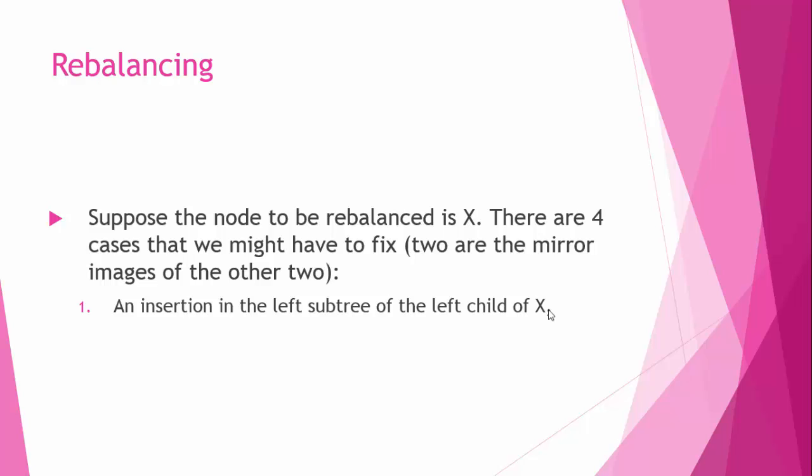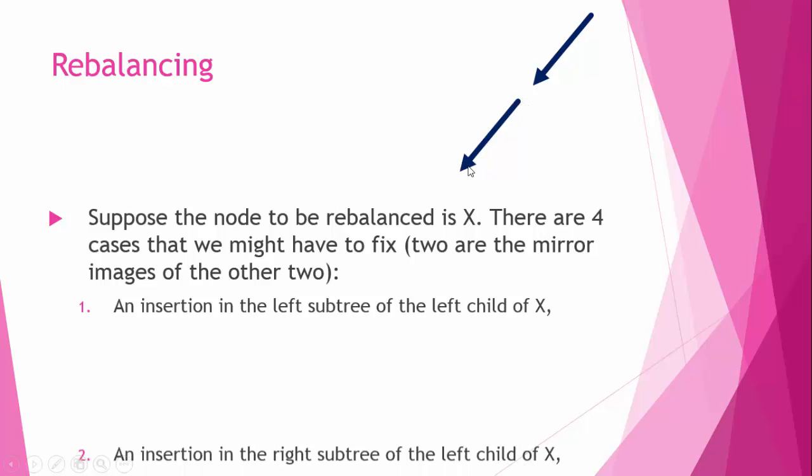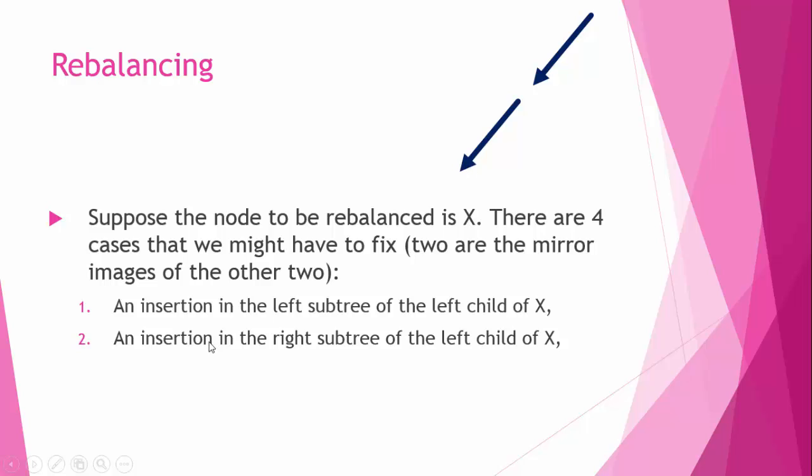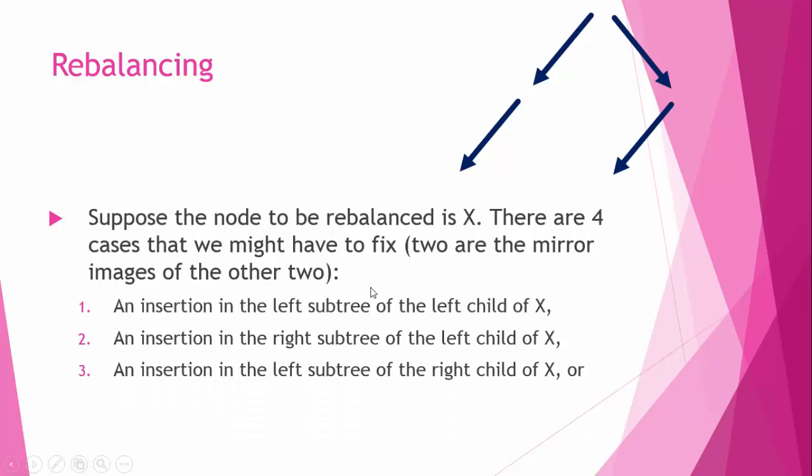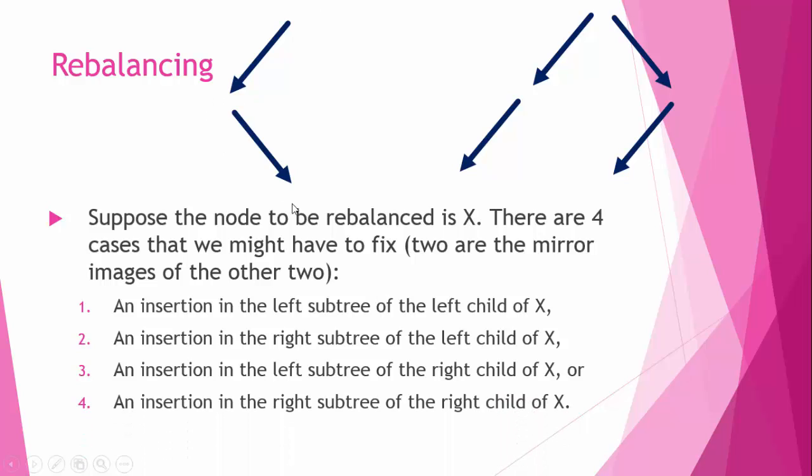The first case is an insertion in the left subtree of the left child of x. Left, left. And the second case is an insertion in the right subtree of the left child of x. Left, right. And the third case is an insertion in the left subtree of the right child of x. Right, left. And the last case is an insertion in the right subtree of the right child of x. Right, right.